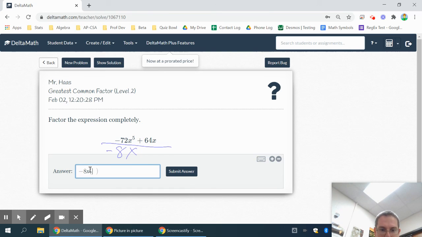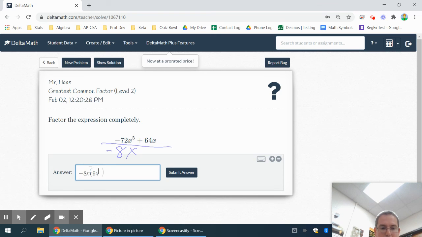Open my parenthesis. Negative divided by negative is a positive 9 and x to the fourth, because when I take out one x, there's 4 left. And then a positive divided by negative is a negative 8, and the x cancels. And that should be your correct answer.